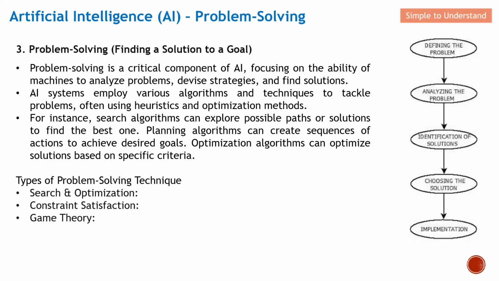Then I will be able to reach my destination. So basically, this is what it means: with a certain planning algorithm, they create a sequence of actions, and this makes us able to achieve the desired goal. An optimization algorithm can optimize the solution based on specific criteria. Okay, so what does this mean?